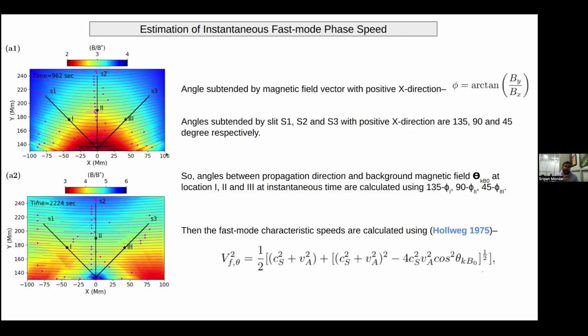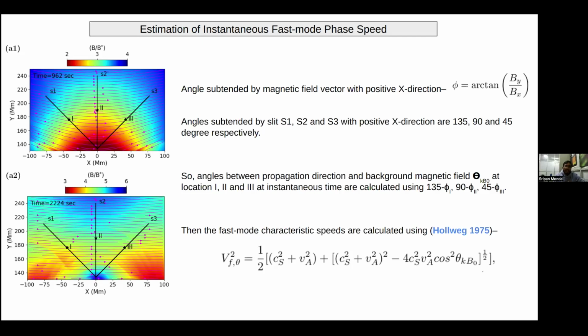So the background parameters are changing, and the magnetic fields are changing in orientation also. Therefore, we have to calculate the first mode's phase speed at location 1, 2 and 3 at each time using the instantaneous values. First of all, the angle subtended by the magnetic field vector with the positive x direction has been calculated using phi equals tan inverse of by by bx, and therefore we consider that at location 1, 2 and 3 the waves are basically moving along the direction of S1, S2 and S3 slit respectively.